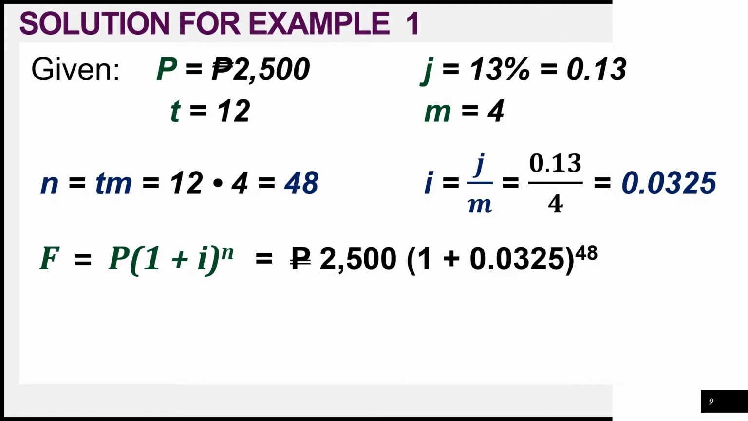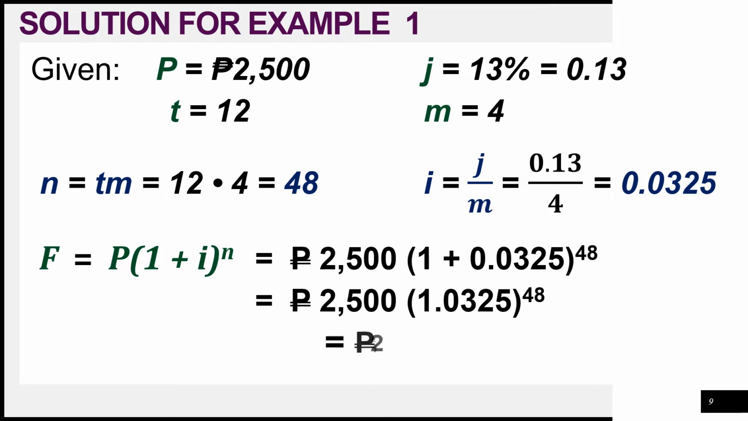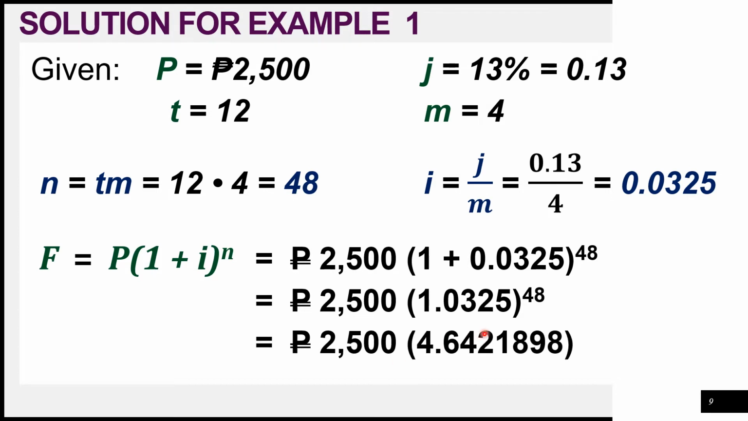Then we just copy 2,500 pesos, and then we add 1 and 0.0325, then we get 1.0325. Now we're going to get the value of this number raised to the power of 48. Then we get 4.6421898. So for this example, I had this in 7 decimal places, but you can actually have this one shorter.